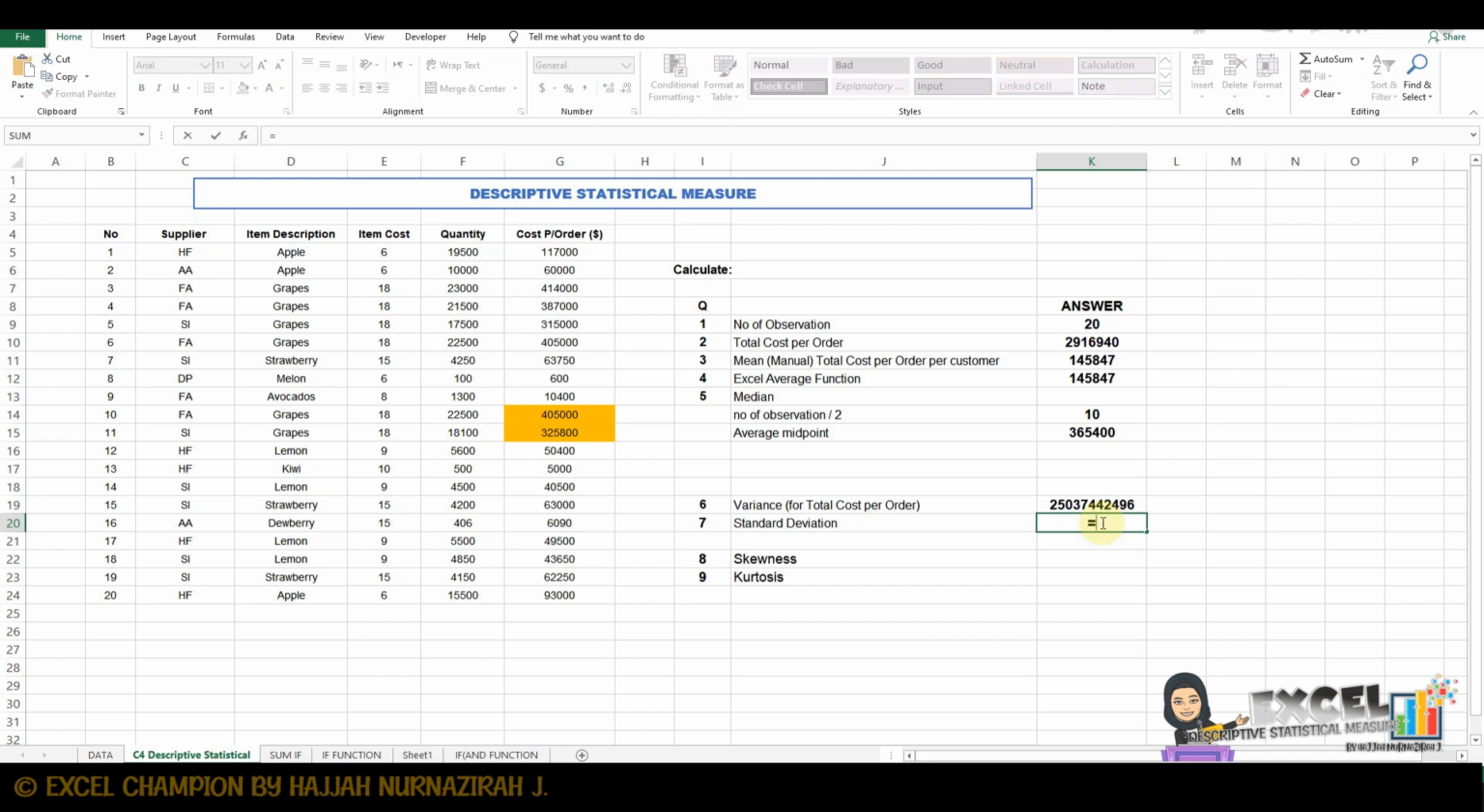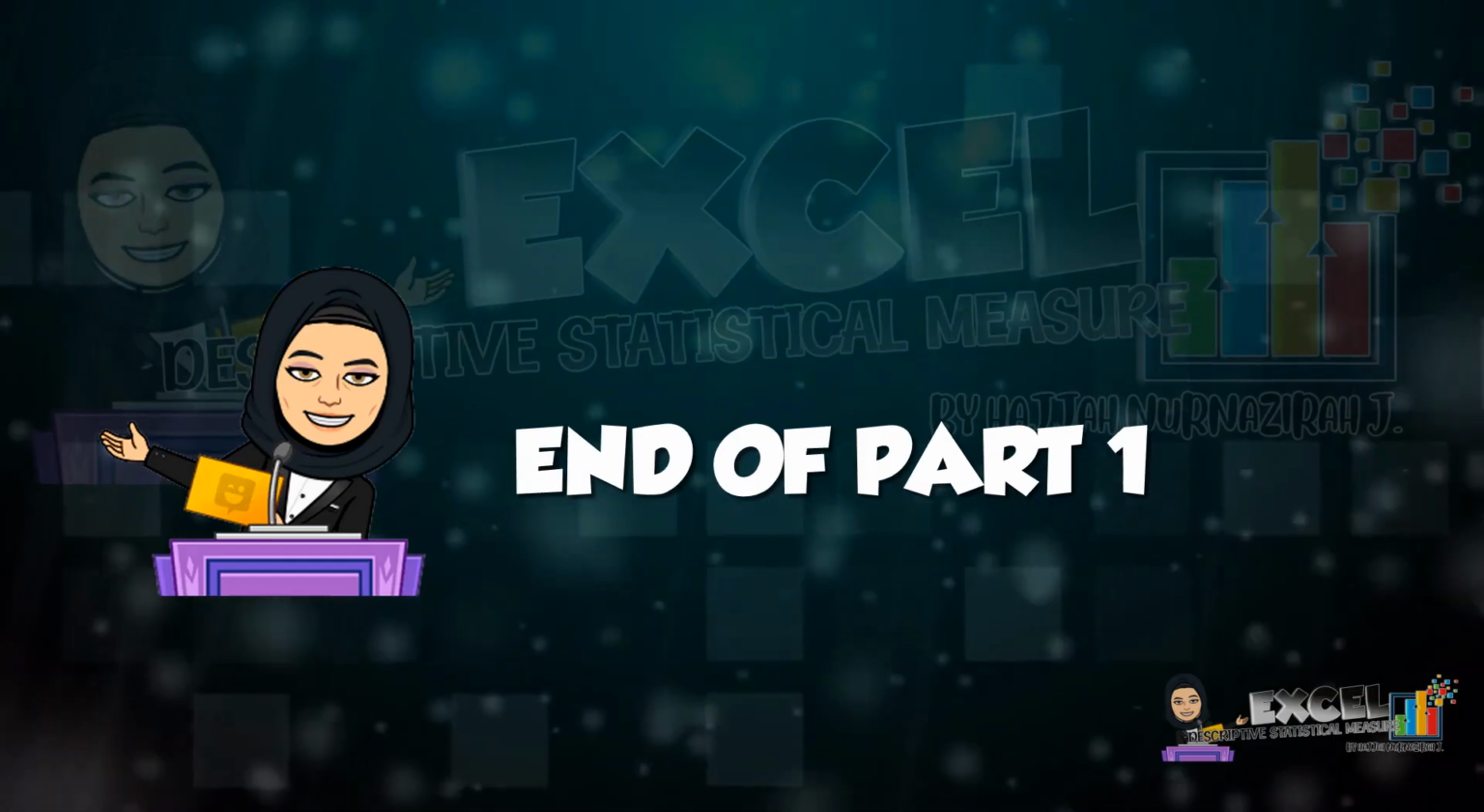Next, standard deviation. Type STD. Okay, a lot of options. Choose the one with S. S stands for sample. Select, shift control arrow down, enter. So this is our value for standard deviation.